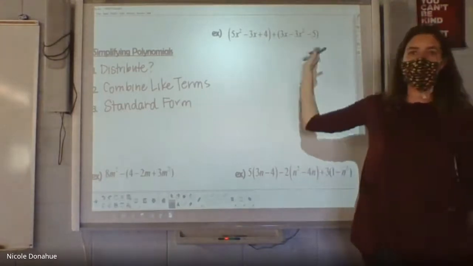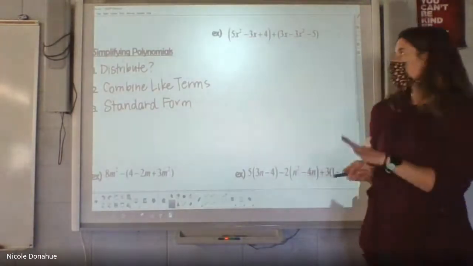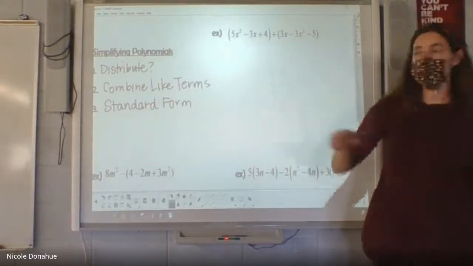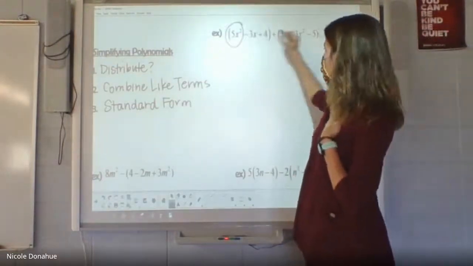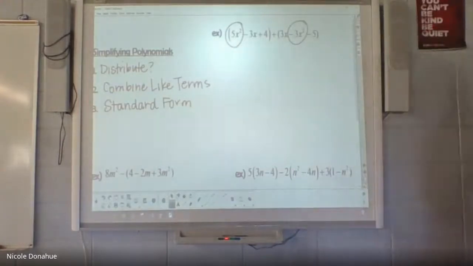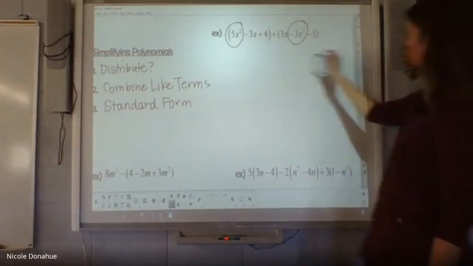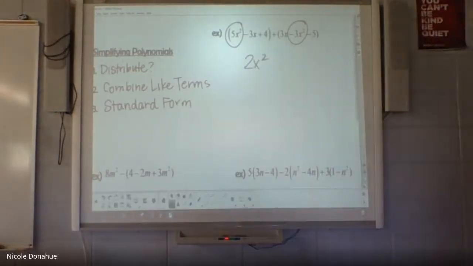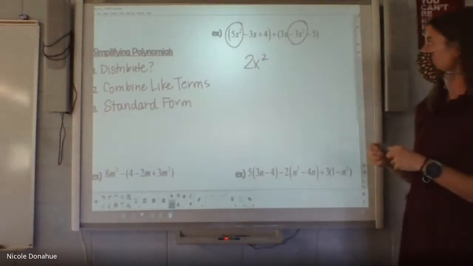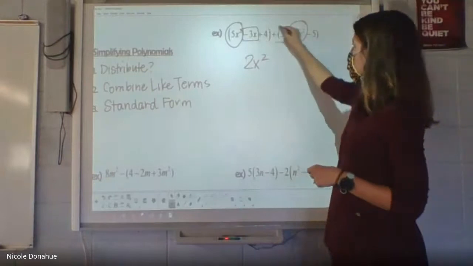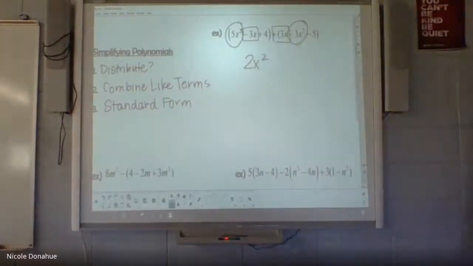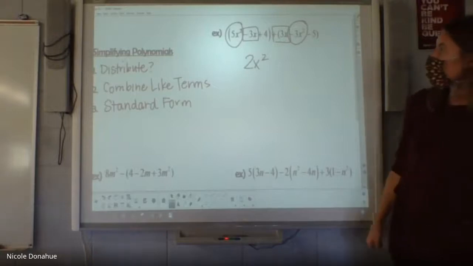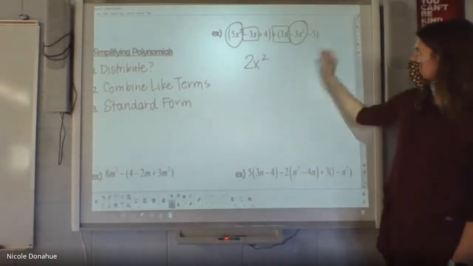What do you guys want to start with on this one? Yeah, I would start with the 5x squared, not only because it's first, but because of standard form. So I'm going to put the 5x squared and the negative 3x squared together. What do we get then? 2x squared, 5 minus 3, so 2x squared. Again, we just changed the coefficients. You don't change anything about those variables. What next? Yep, negative 3 and positive 3 cancel each other out. It becomes no x. And then I'm left with 4 and negative 5.